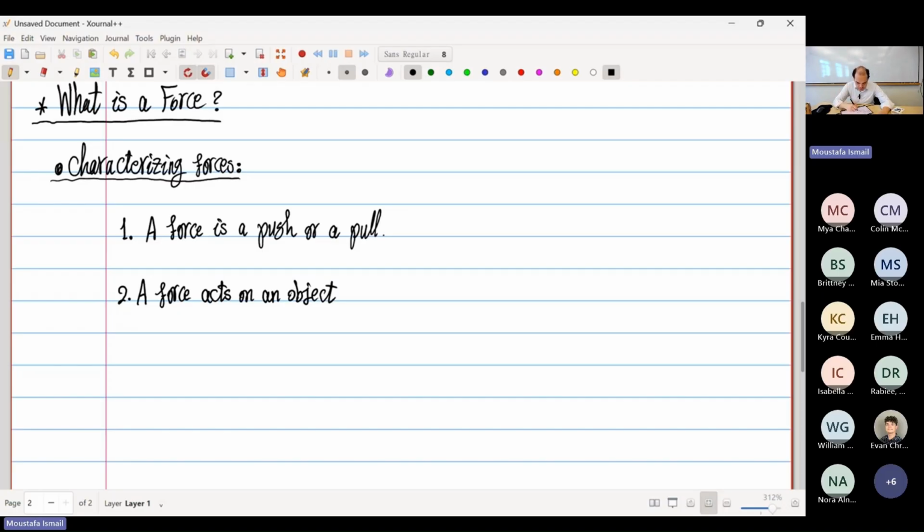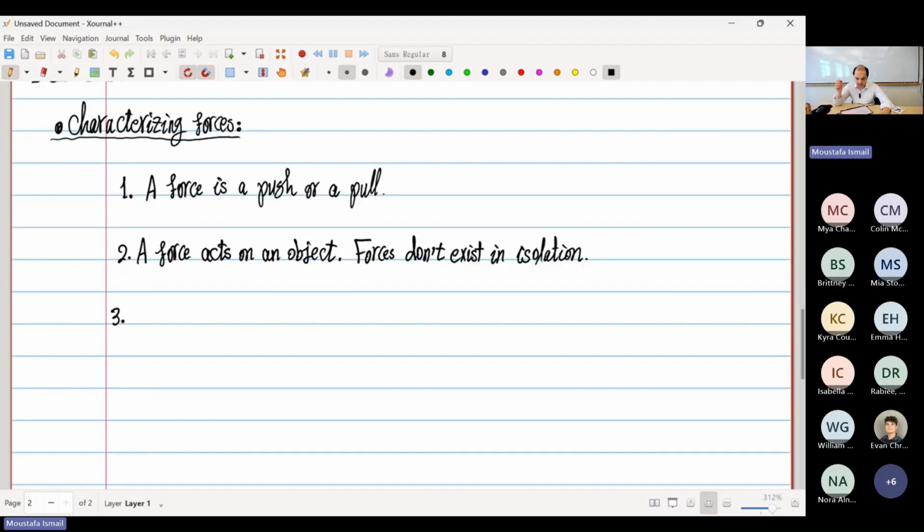So a force acts on an object. This just means forces don't exist in isolation. You have to have an object that receives the force. Even if you have the agent that does the force, if there is no receiver, then the force just doesn't occur. Then a force requires a specific identifiable agent. If an agent cannot be identified, then the force probably doesn't exist.